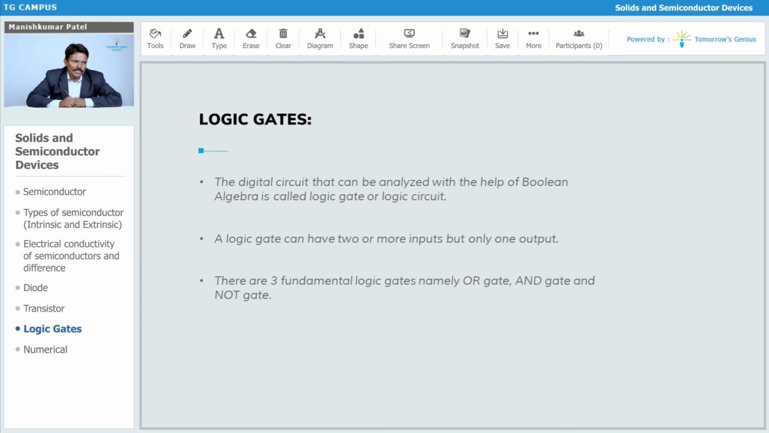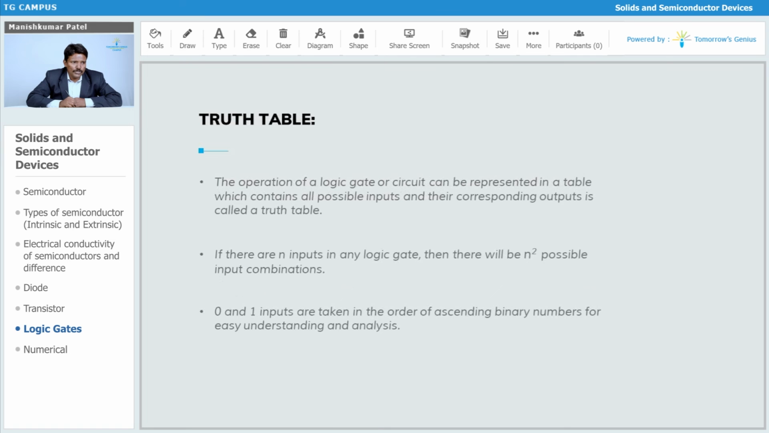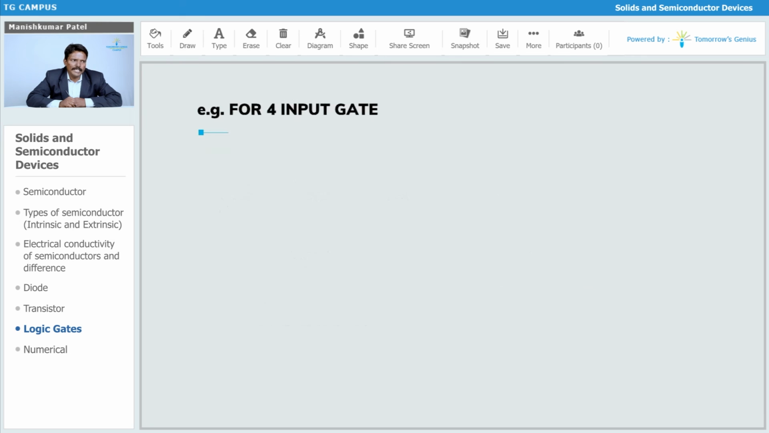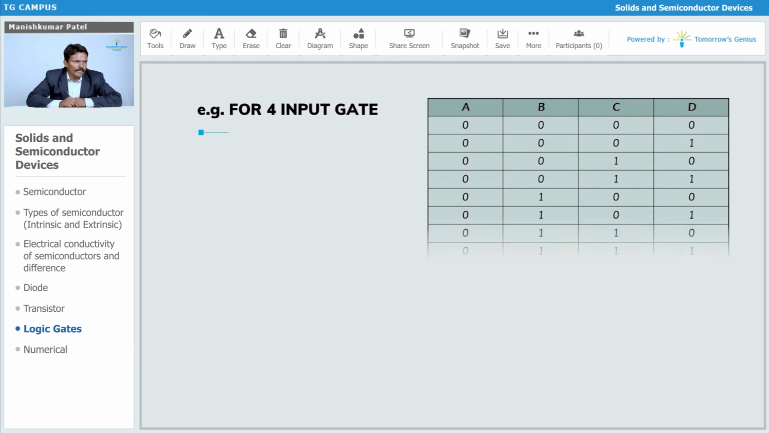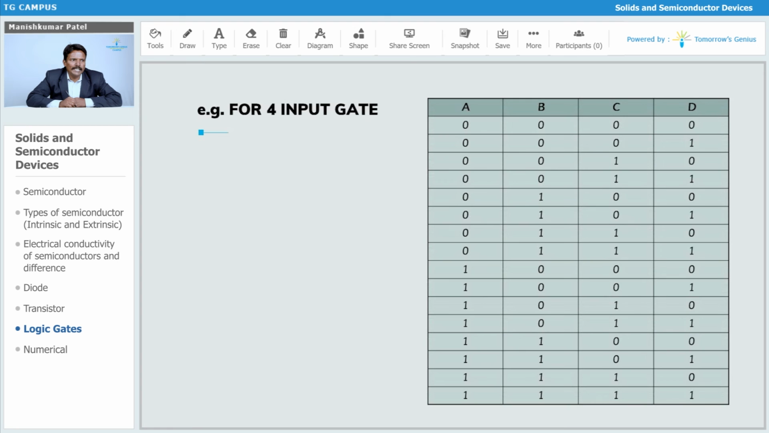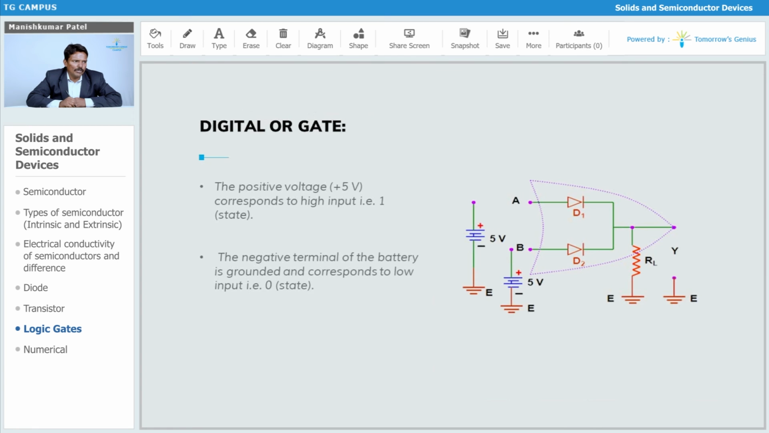There are three fundamental gates: OR, AND and NOT. We can use different combinations of them. If there are n inputs, then there will be 2 raised to n possible input combinations that you can consider. So for 4-input gates, you will get 16 input combinations. So what is the digital OR gate?